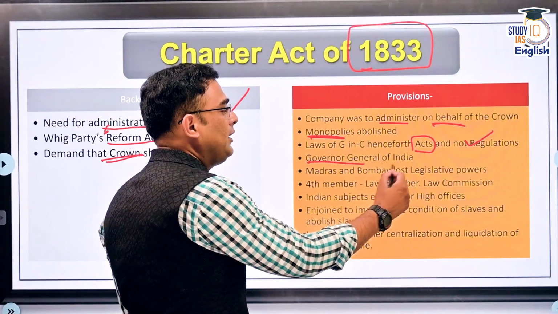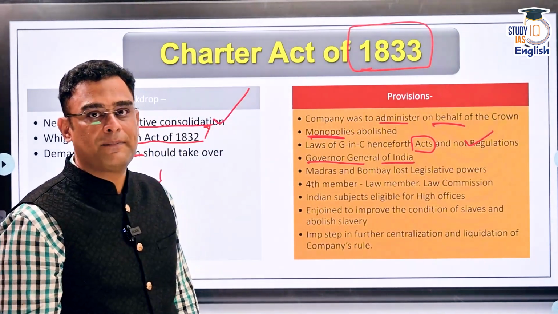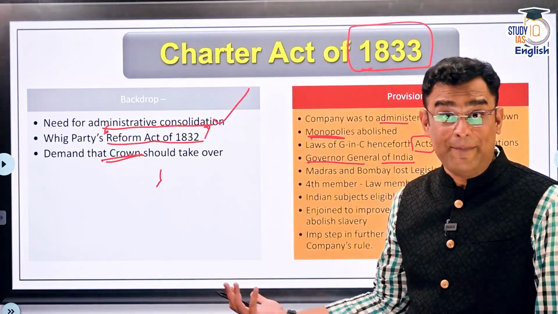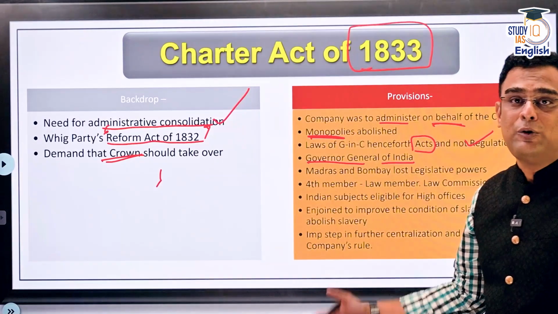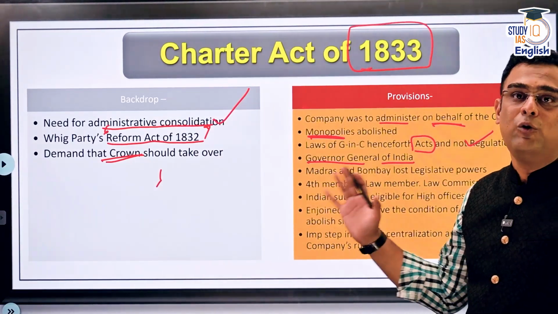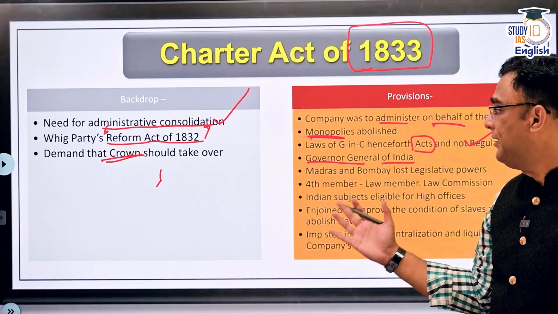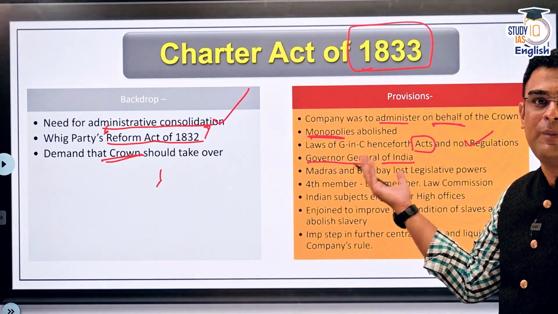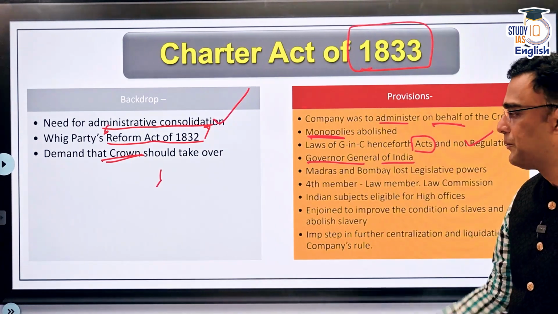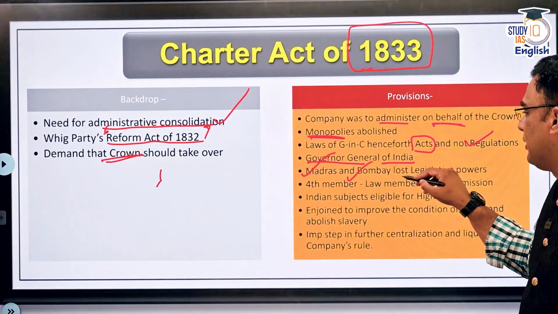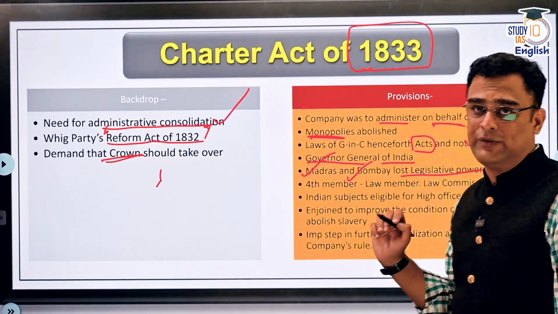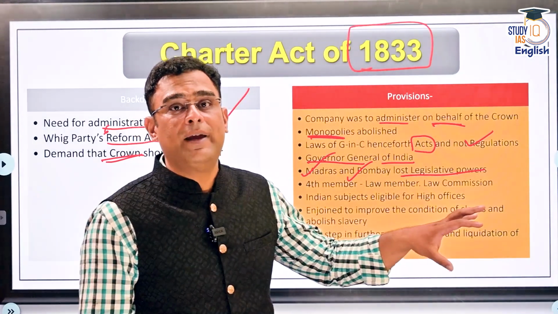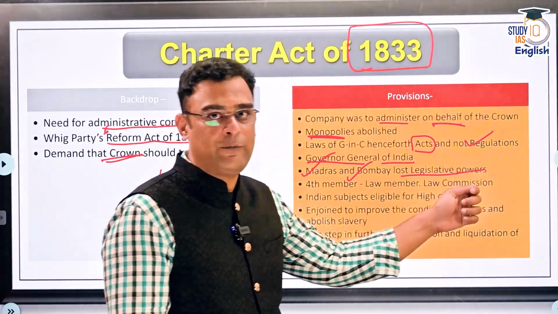Governor General of Bengal now became Governor General of India. Now, having defeated all the major Indian powers, it was logical for them, from their perspective, to consider that they are here to rule this subcontinent and they can legitimately call themselves rulers, and Governor General could be called as Governor General of India. Madras and Bombay now lost their legislative powers also. In that increasing centralization, Madras and Bombay were stripped of their legislative powers as well.